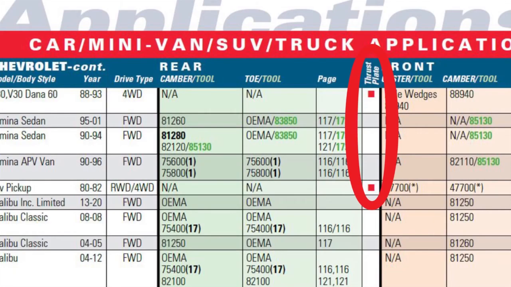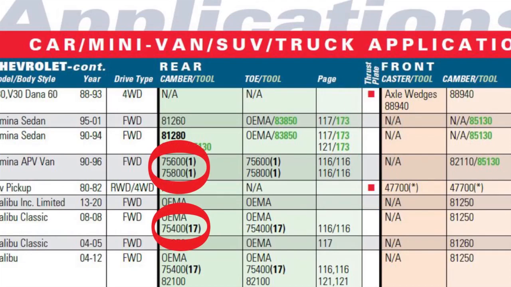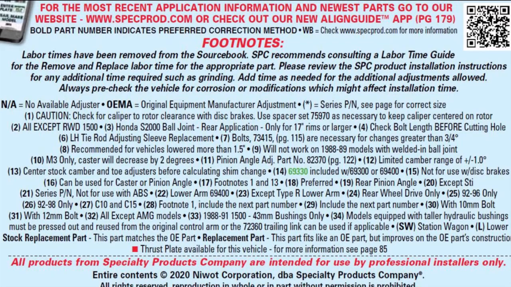The column between the green section and the brown section indicates leaf spring vehicles that are able to use the thrust alignment plate. A red square indicates that the vehicle can be repaired if the thrust angle or rear axle needs to be adjusted. Check to see if there's a footnote located with the part number. The footnote key is located on the last page of the application section.